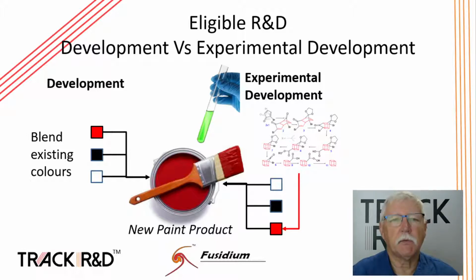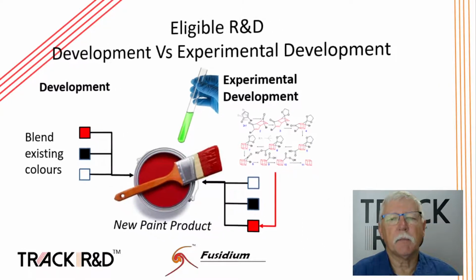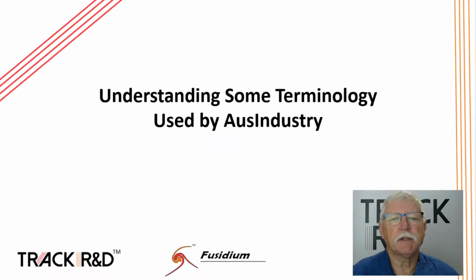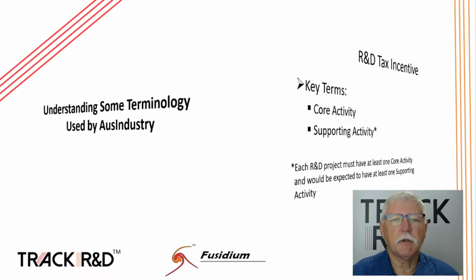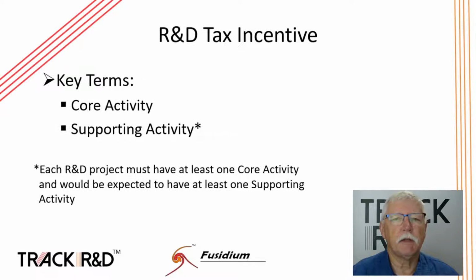Having provided this overview of eligible R&D, let's now look at a number of terms used within AusIndustry to classify R&D. There are two important terms used within the R&D tax incentive, and these are the terms core activity and supporting activity. And if you are claiming the R&D tax incentives, these will become part of your everyday nomenclature.